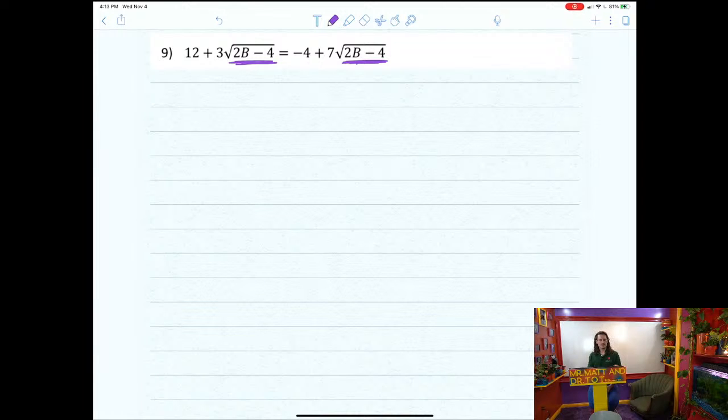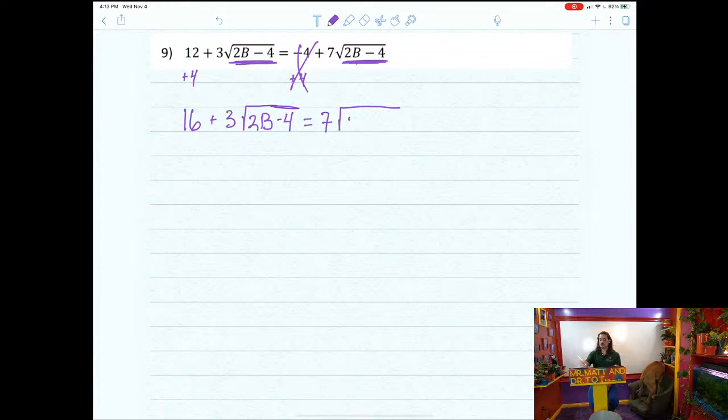So it seems really complex, but remember, we don't really need to worry about the radicand until we've already dealt with the radical sign. And we can use all of the operations with radicals as long as we have common radicands. So I could move that -4 to the left by adding 4 on both sides. So it eliminates on the right-hand side. 12 plus 4 is 16. So I'd get 16 plus 3 times the square root of 2b minus 4 is equal to 7 times the square root of 2b minus 4.